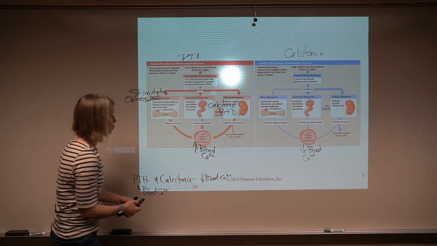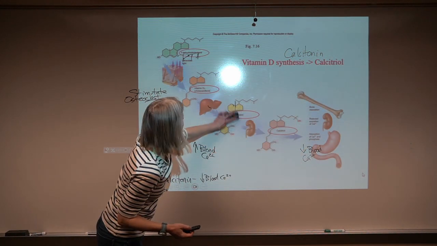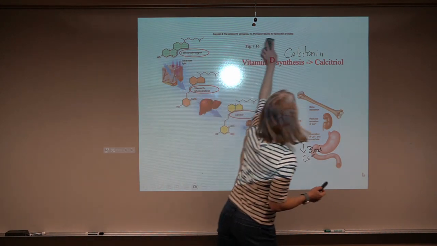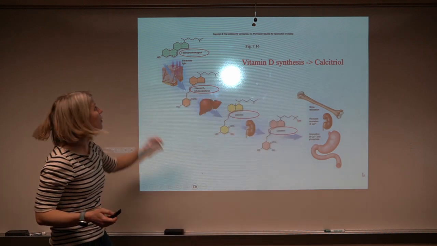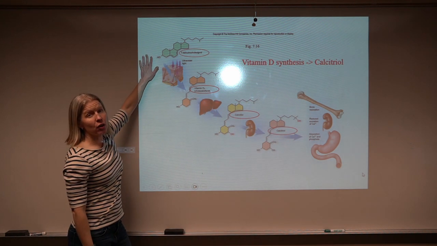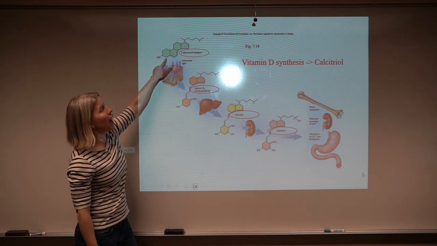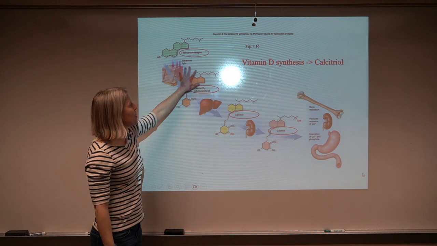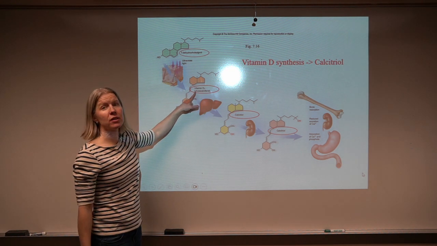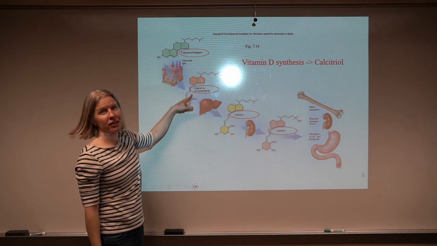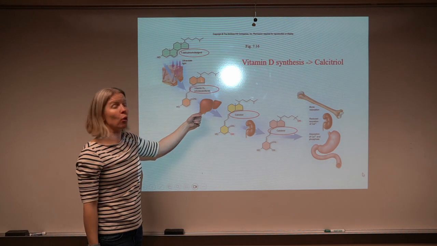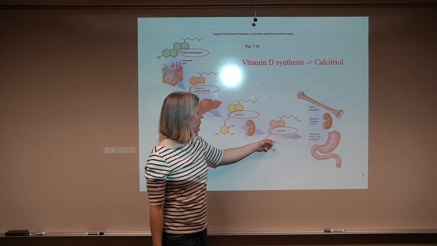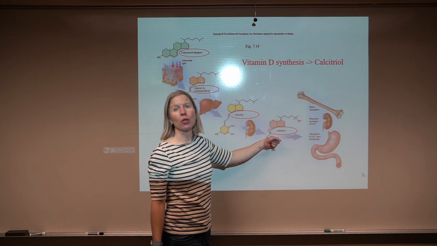Speaking of calcitriol, let's make sure we remember what was going on as far as production of calcitriol, right? We said this actually starts in the skin where UV radiation interacts with the cholesterol molecule in the skin, right? And it's going to create this molecule called cholecalciferol. This is figure 7.16 if you need to see that closer. Cholecalciferol goes to the liver where it's converted to calcidiol, and then that is going to go to the kidney where it's converted to calcitriol.